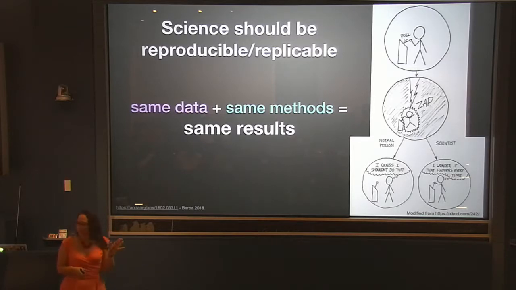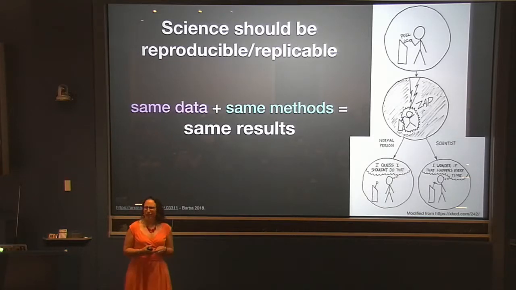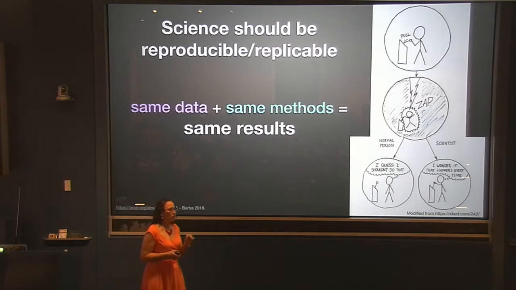This is one of several XKCD cartoons. And so I don't know that we know this character. Does this character have a name? No. Okay, so the XKCD character pulls a lever, gets struck by lightning. A normal person says, I guess I shouldn't do that. But a scientist says, I wonder if that happens every time. So we want to be able to reproduce experiments and get the same result over and over again in order to understand how nature works.